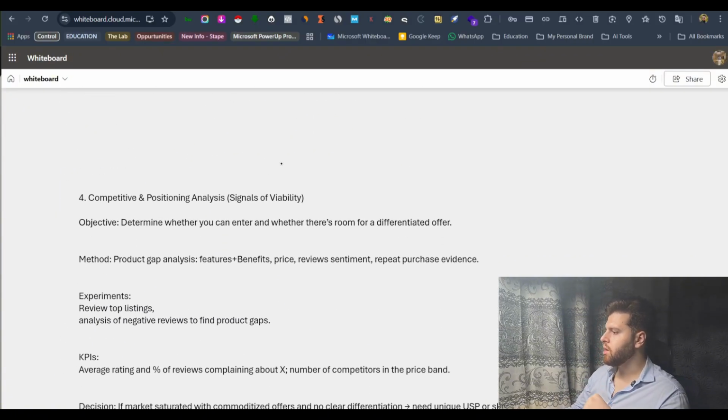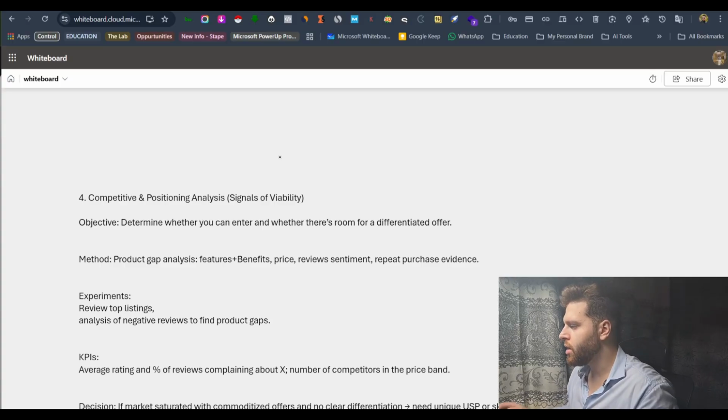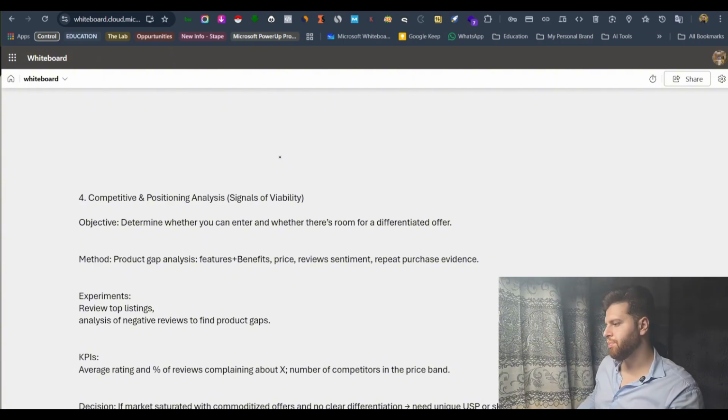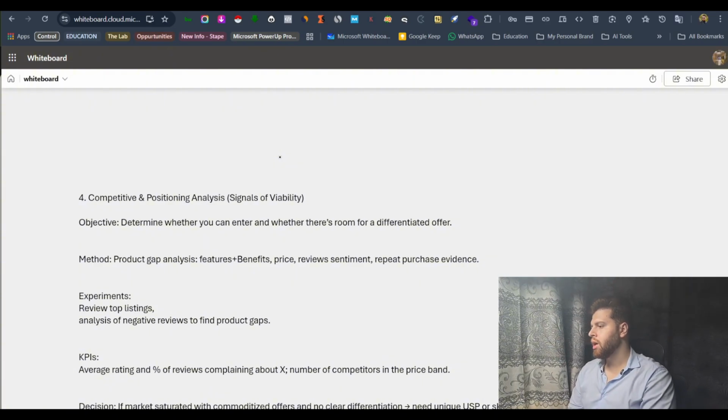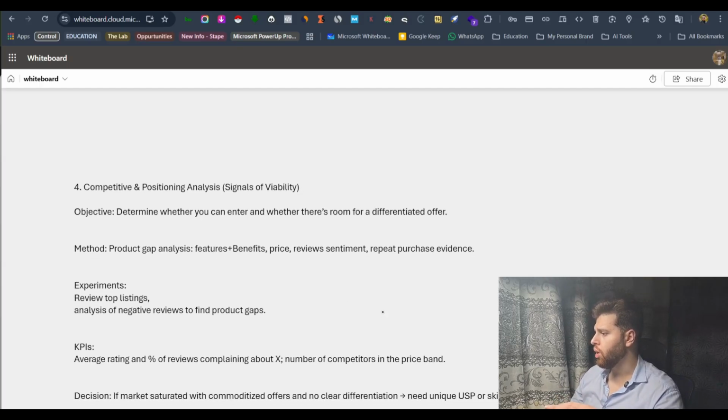The next one is the competitive positioning analysis, signals of viability. So the objective here is to determine whether you can enter and there is room for an extra seller in this domain. The method that we're using here is product gap analysis, features and benefits, or price gaps, or reviews sentiment, and repeat purchase evidence.